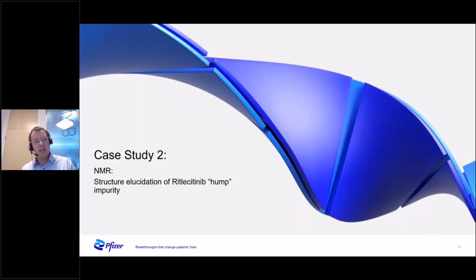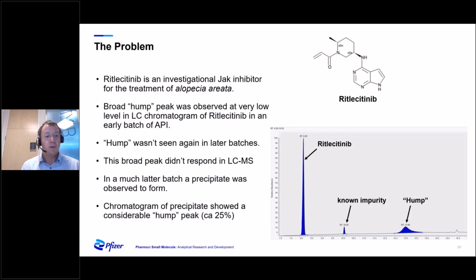So moving on to the second case study, this is an NMR problem that we were looking at, and this is structural elucidation of a ritlecitinib hump impurity. So ritlecitinib is an investigational JAK3 inhibitor for the treatment of alopecia. Now, early in the project, a broad hump peak was observed at very low level in an LC chromatogram of ritlecitinib. But this hump wasn't seen again in later batches.